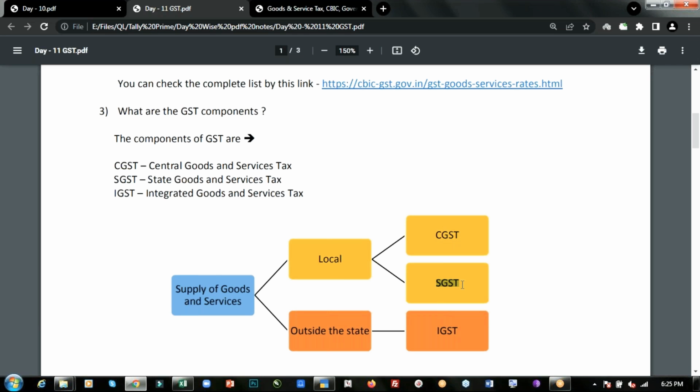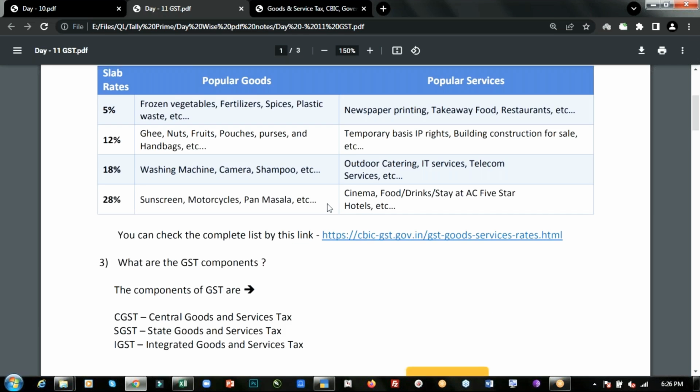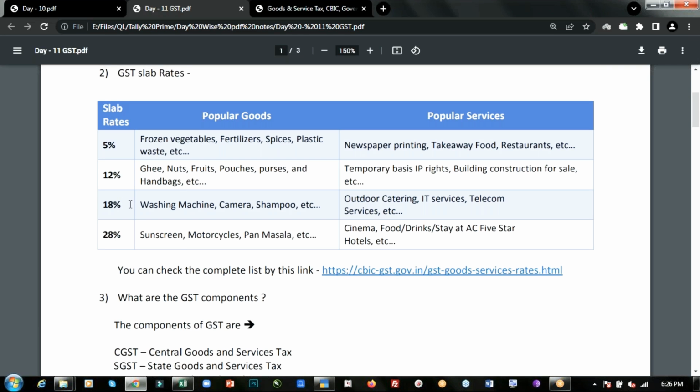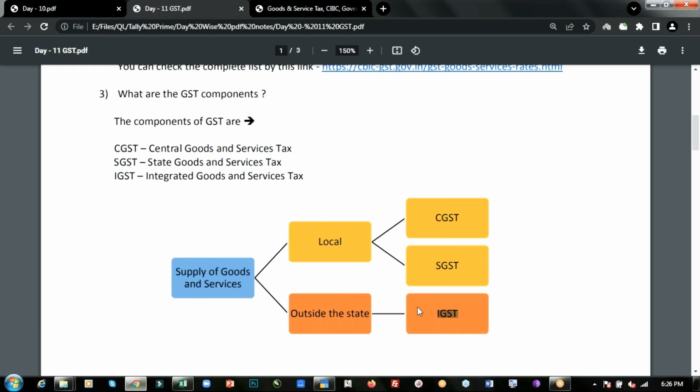But if you sold or purchased the same product outside the state, for example, our company is located in Delhi and we are dealing with a party from some other state like Haryana, Maharashtra, Punjab, etc., then on that product IGST will be applicable. For example, on a washing machine with 18% GST, if we are purchasing or selling from other states, 18% IGST will be applicable. Basically, CGST and SGST are each 50% of IGST.